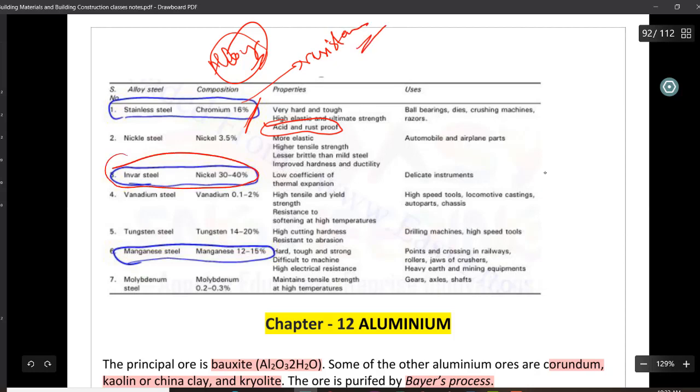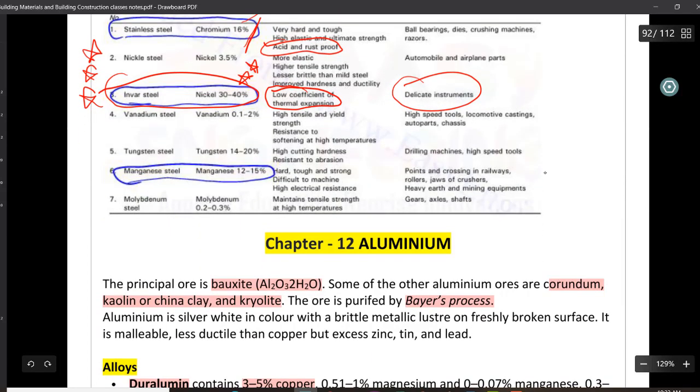We have invar steel, again very famous. Invar steel, you know this, right? What happens to it? It has very low coefficient of thermal expansion. That's why wherever there is a chance of increase in dimensions because of heating, for that purpose of avoiding it, we will go for invar steel. In delicate instruments we basically use invar steel, for example watches etc. Next we have vanadium steel. Obviously high speed tools and automobile parts use vanadium steel.